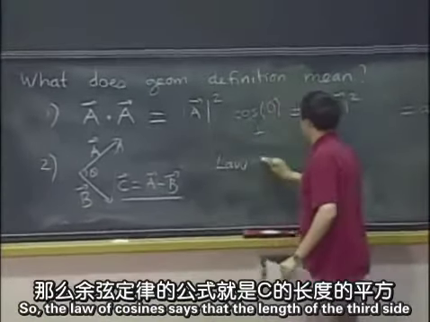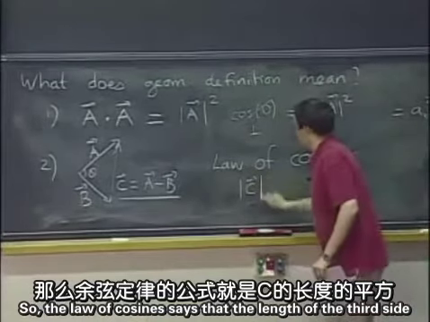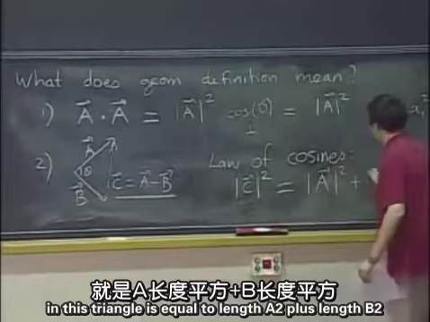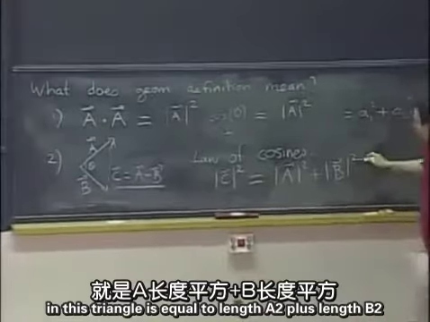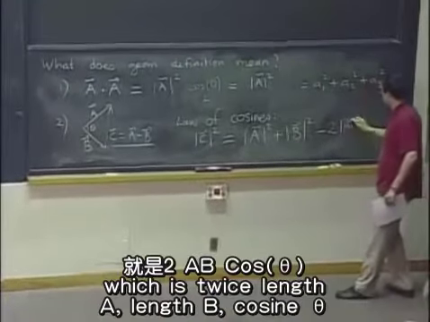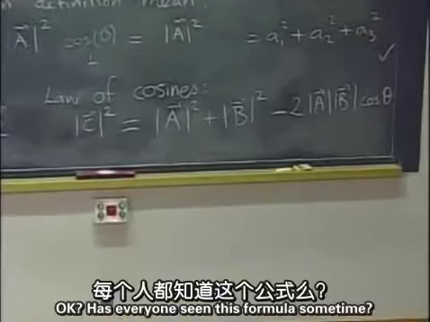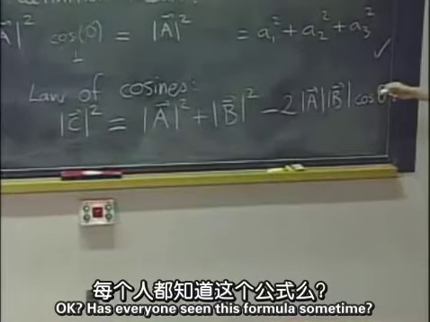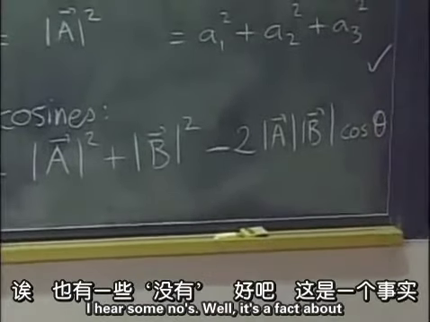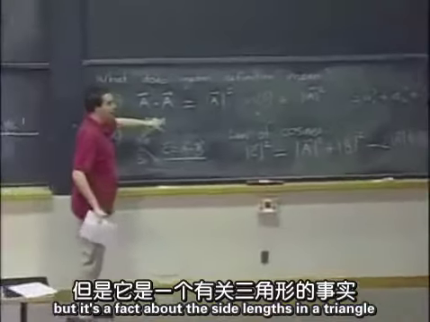So the law of cosines says that the length of the third side in this triangle is equal to length A squared plus length B squared. Well, if I stop here, that would be Pythagoras, but I don't have a right angle. So I have a third term, which is twice length A, length B, cosine theta. Has everyone seen this formula sometime? I hear some yes, I hear some no's. It's a fact about the side lengths in a triangle.